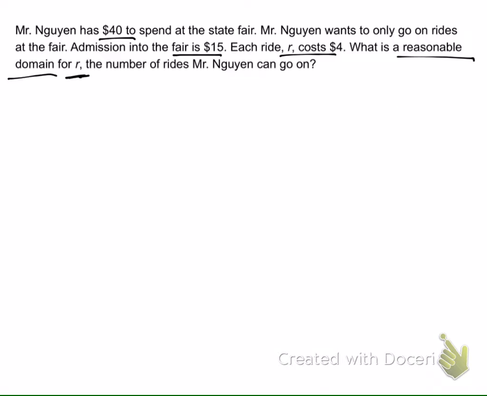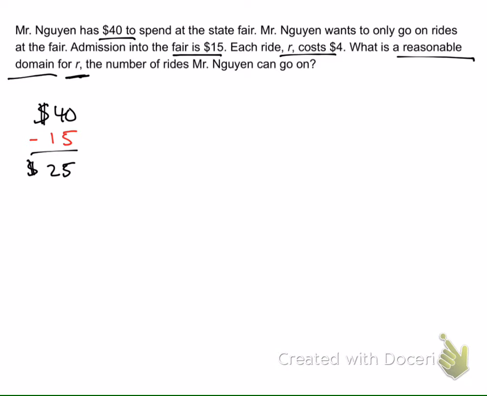So R is going to be our domain values, the X. The number of rides Mr. Nguyen can go on. So again, like I said, I have $40, right? Now I got to get into the fair, right? It costs about $15. That sounds about right. So I got to take away $15 from that $40, correct? And if I take away 15, so really, I can only spend $25 on rides. That's all the money I have left after I've paid the entrance fee.